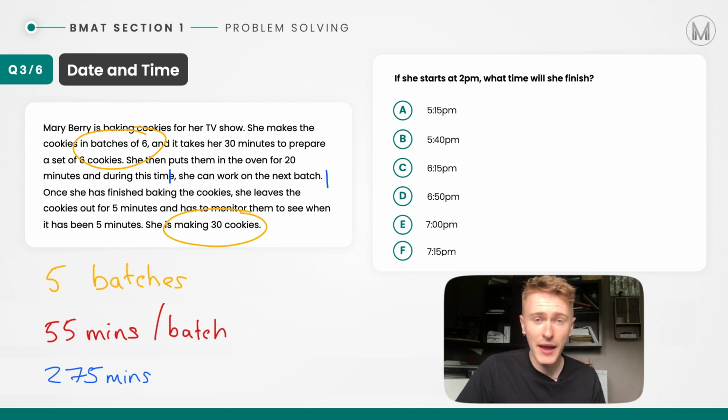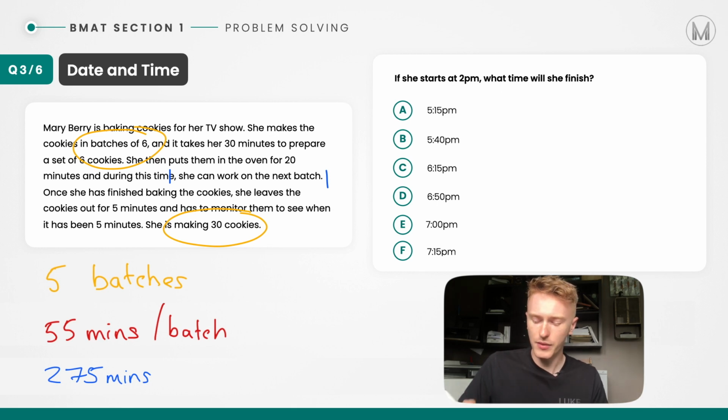Now let's consider the amount of time that she could save by overlapping her batches. Now the only part which overlaps is this part in the oven. So she's saving 20 minutes each time because that's when she can work on the next batch. Now this isn't 20 times 5 because remember the first batch she can overlap with the second, third batch likewise, but the final batch she's just going to put in the oven and she's just going to have to wait for that. So actually we're doing 4 lots of 20 minutes saving.